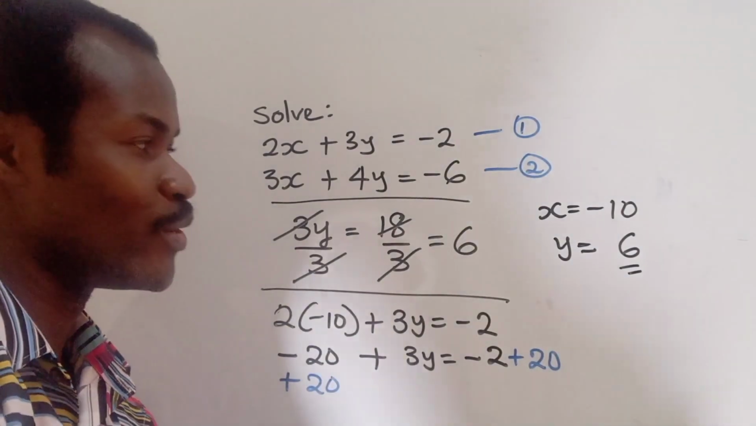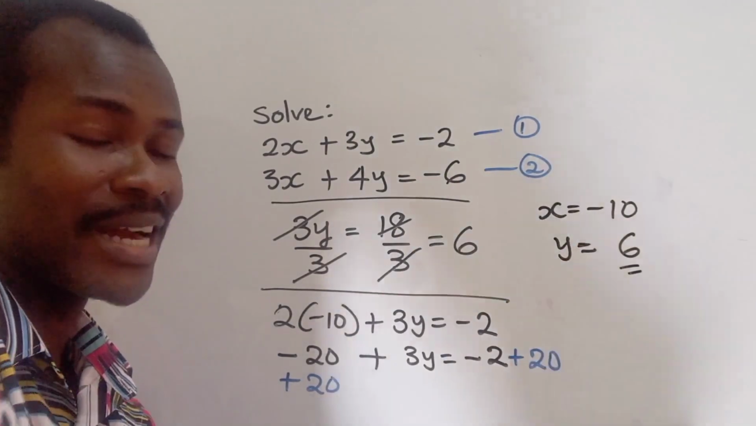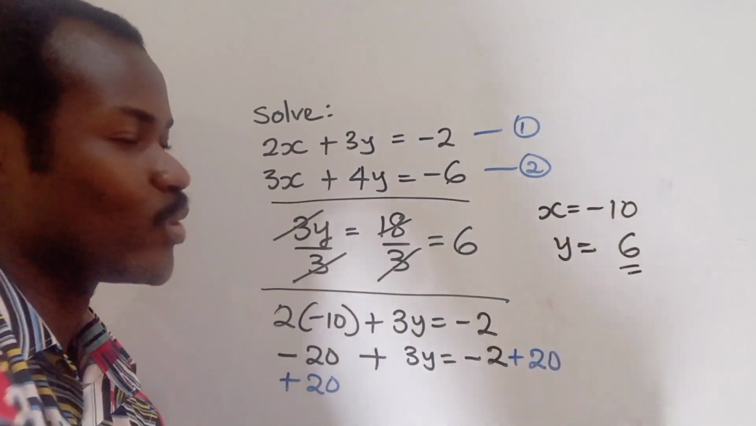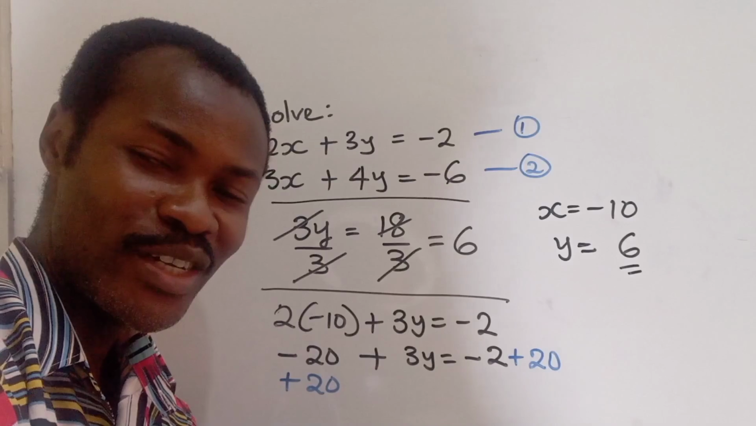So the values of x and y in this problem are x is equal to minus 10 and y is equal to 6. You can do well to substitute back into these equations to verify.